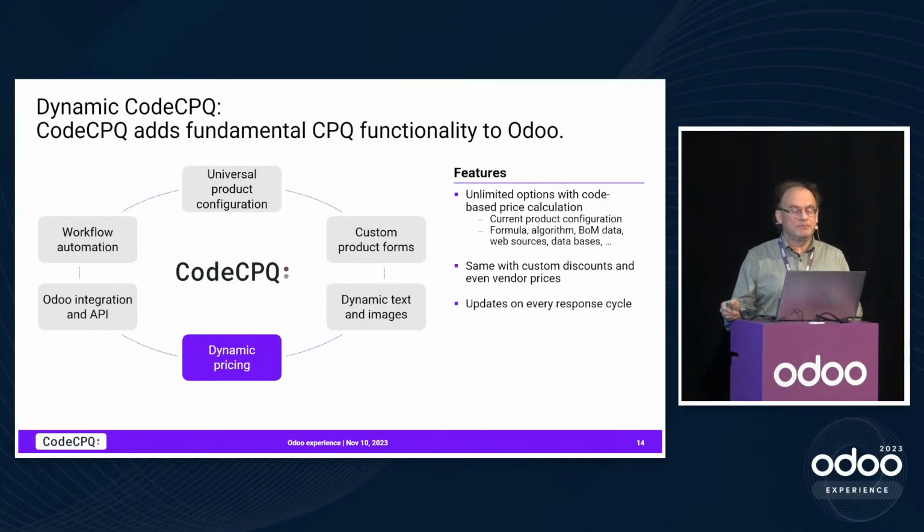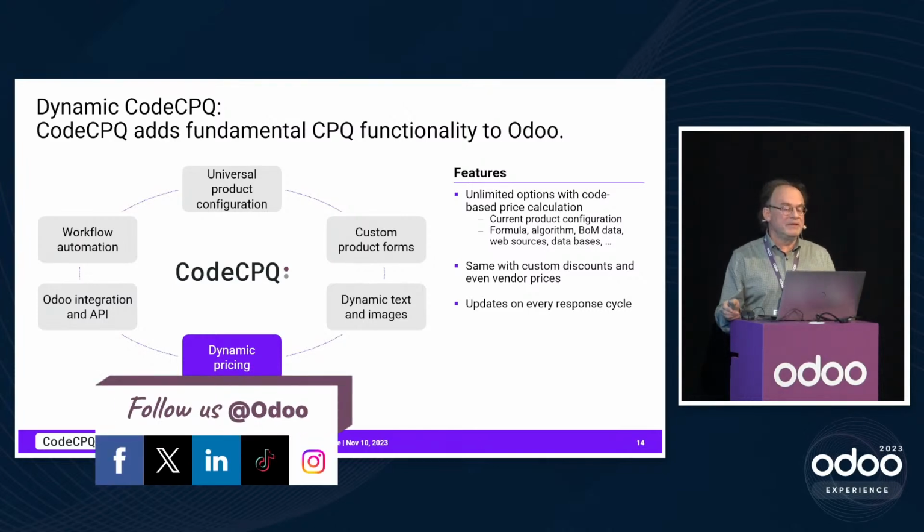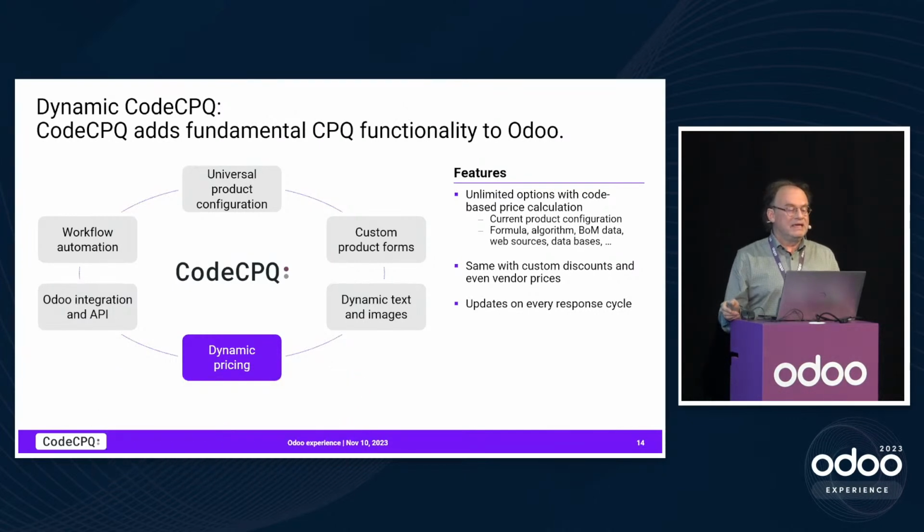There are unlimited pricing options because prices can be calculated using Python code based on the product configuration made. The basics of pricing are formulas, algorithms, bill of material data, web sources, databases, and so on. The same goes for custom discounts and even supplier pricing. The prices are immediately updated and displayed as soon as the user makes his entry.